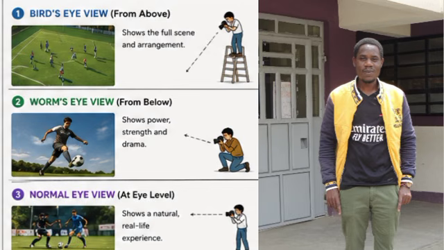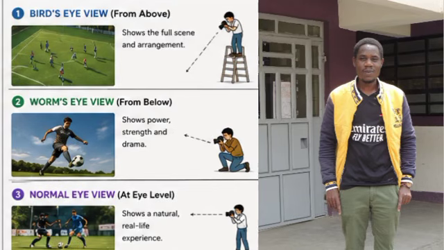Now, how do we take it? Kneel or place the camera near the ground, then aim upward. Its effect is that it makes the subject look bigger and more powerful. And the third part is the normal eye view. Under the normal eye view, this is a photo taken at the same level as the subject.